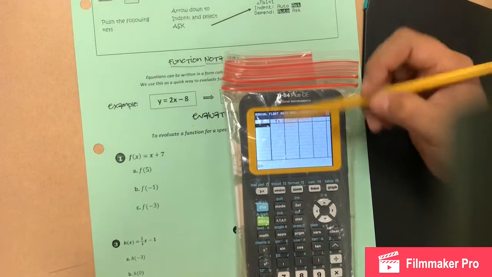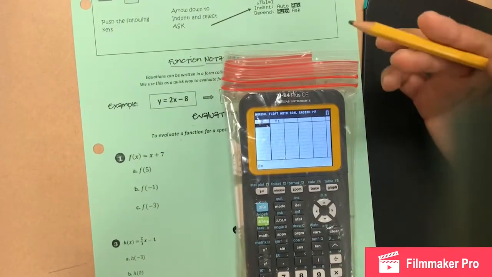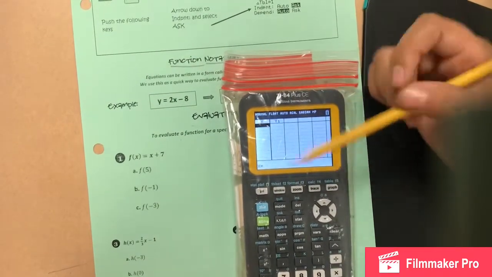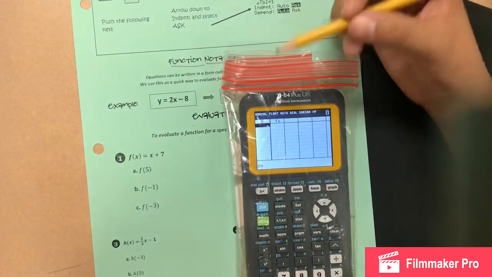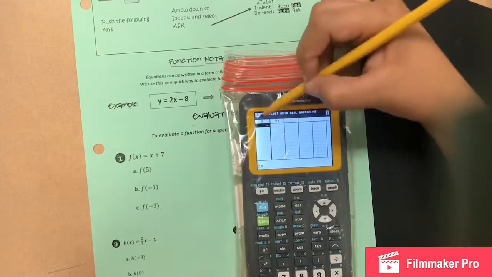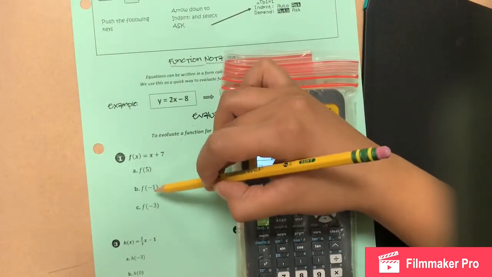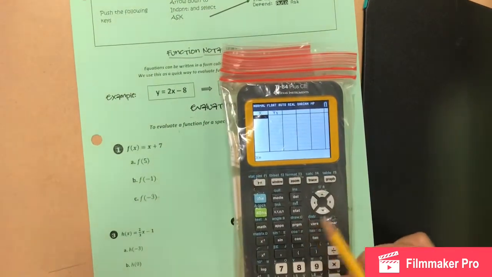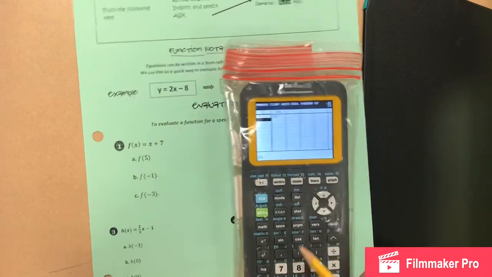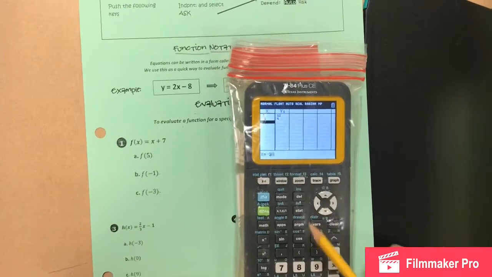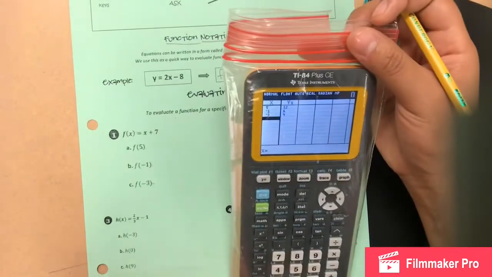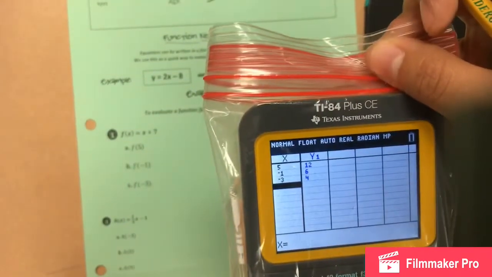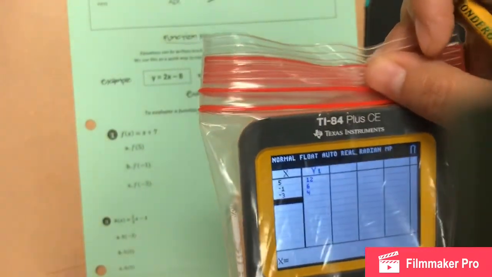And right now the table is empty. The reason why it's empty is we are going to ask the calculator to evaluate these functions for me. It's going to do all of the math. So all we have to do on the left side of this table is type in 5, -1, and -3. So 5, enter, -1, enter, -3, enter. And what the calculator has done is given me my solutions for if I were to substitute 5, -1, and -3. And let's see if it's true.